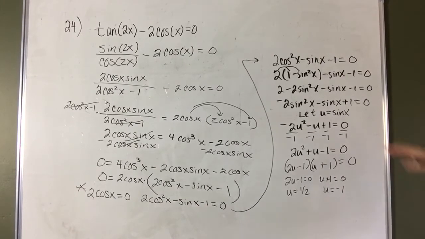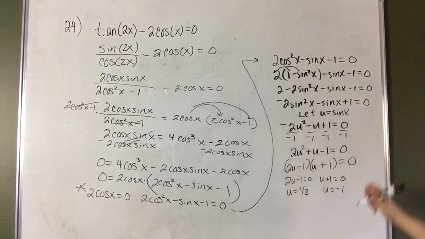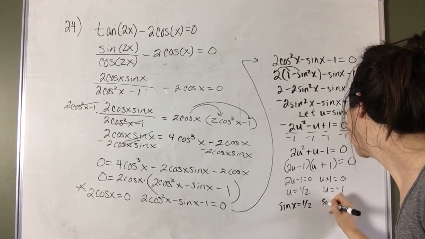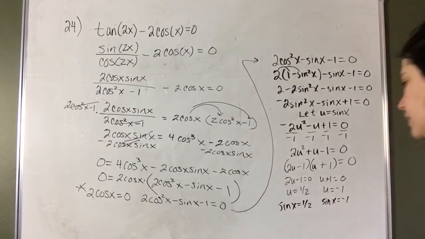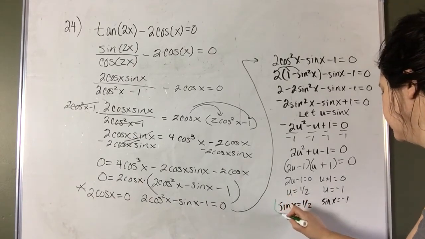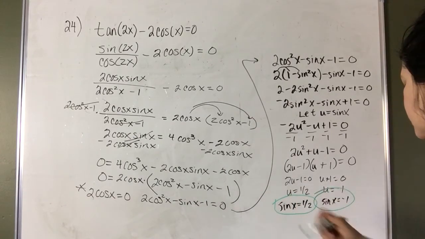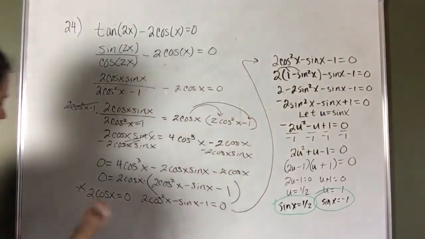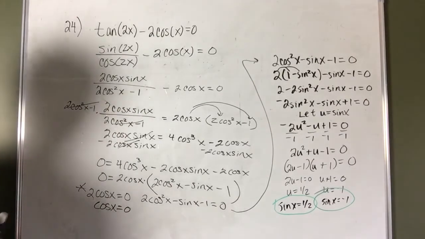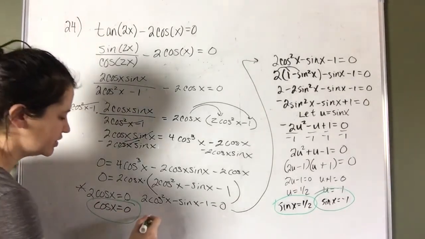All right, we made a lot of progress. We know that u is just a placeholder for sine, so actually we're solving where is sine equal to 1/2, and where is sine equal to negative 1. Okay, so I think on this problem we're only solving within 0 to 2 pi. So I'm going to circle these. Over here, if we divide by 2, we get that cosine has to equal 0. So these three equations need to be solved just within 0 to 2 pi.